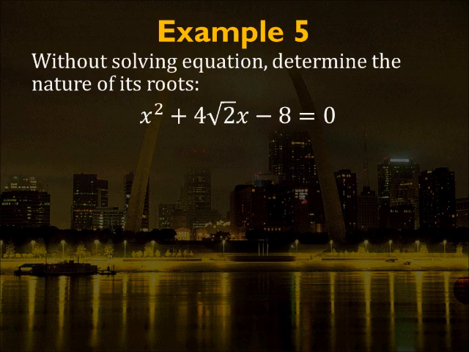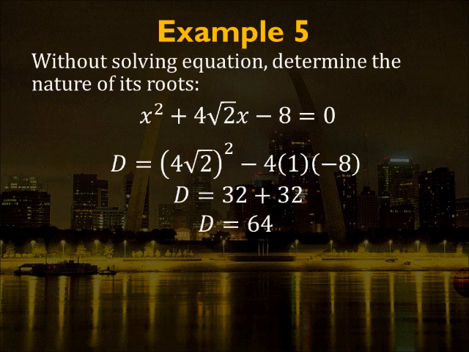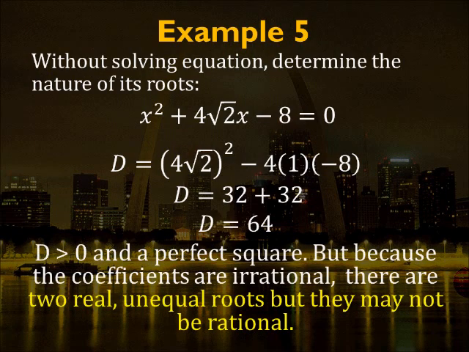Number 5, x squared plus 4 radical 2x minus 8. Notice that the 4 radical 2 is the coefficient of x. The x is outside the radical. So go ahead and figure out what the discriminant is, but keeping in mind now that you no longer have coefficients that are integers. So you have the discriminant equaling 4 root 2 squared minus 4 times 1 times negative 8, which produces a discriminant of 64. So you have a perfect square.